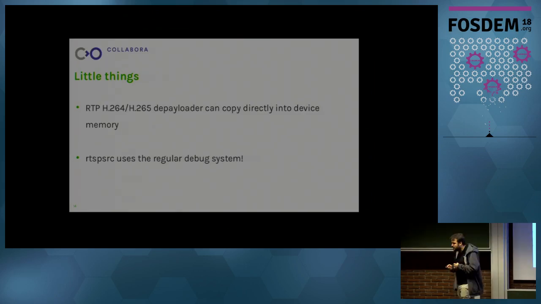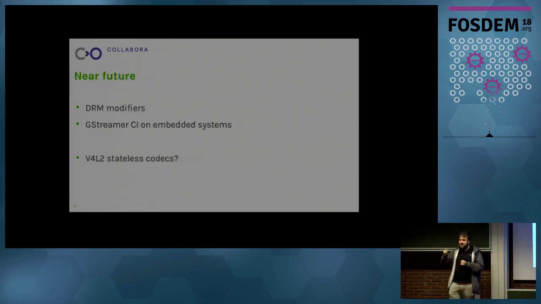So in the near future, DRM modifiers are coming. This is another thing for zero copy, to use memory that is tiled or weirdly compressed, that GStreamer doesn't know anything about, but we can at least connect it between decoders and sinks. I have an intern working on testing GStreamer on embedded boards automatically. Right now our CI is only on PC. We'd like to have it work on embedded, and maybe V4L2 stateless codecs. Any questions? Yes?